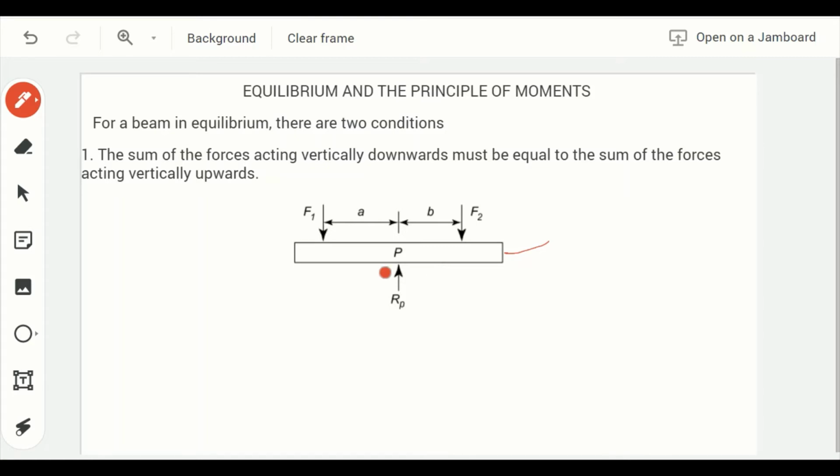We have the force acting upwards here. We have F1 and F2 acting downwards. Now, this condition is saying that the sum of the forces acting upwards must equal the sum of the forces acting downwards. Now, can anyone tell me which of the forces is acting upwards?